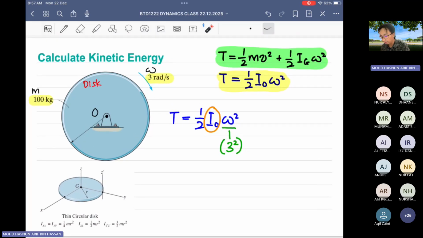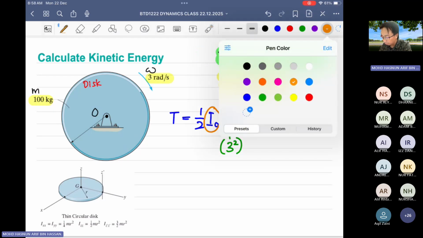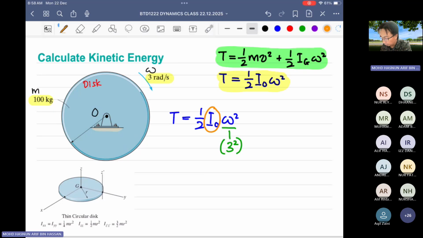So you have to be very careful to imagine the type of motion and decide which formula you need to use to calculate the mass moment of inertia. Now we know that Io is equal to Izz, which is 1 over 2 m r square, 1 over 2 m r square.